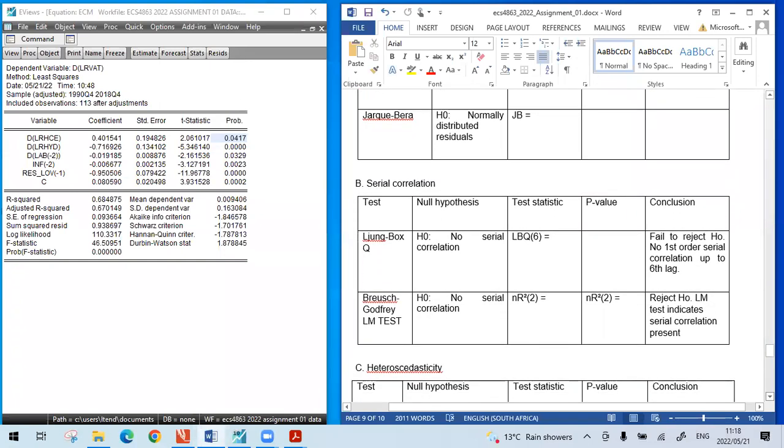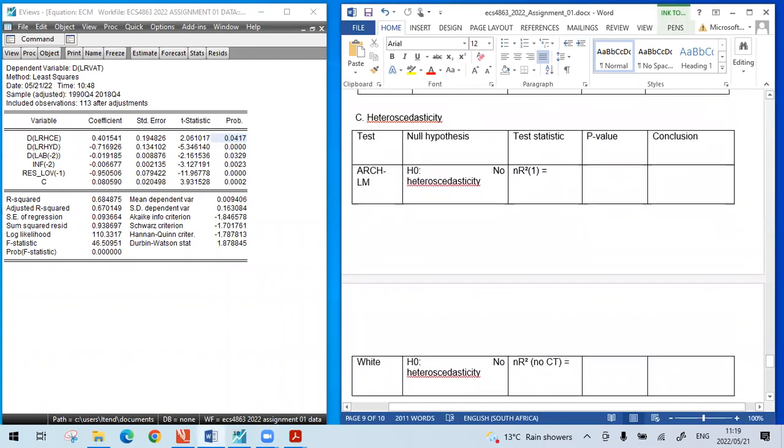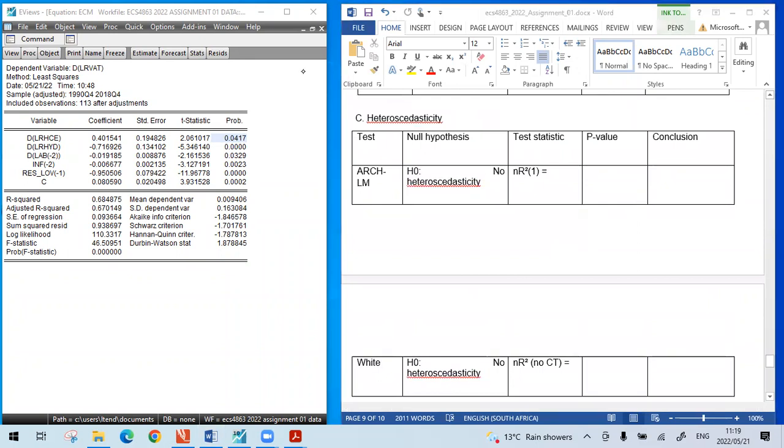serial correlation? There are so many ways of doing that, but let me annotate for you to see. For normality, we are going to use the Jarque-Bera test. For serial correlation, we're going to use these two, the Ljung-Box Q and the Breusch-Godfrey LM test, right? Then for heteroscedasticity, we also have two. We're going to use the ARCH LM as well as the White, right? This is to do with the residuals. We are testing residuals, right?